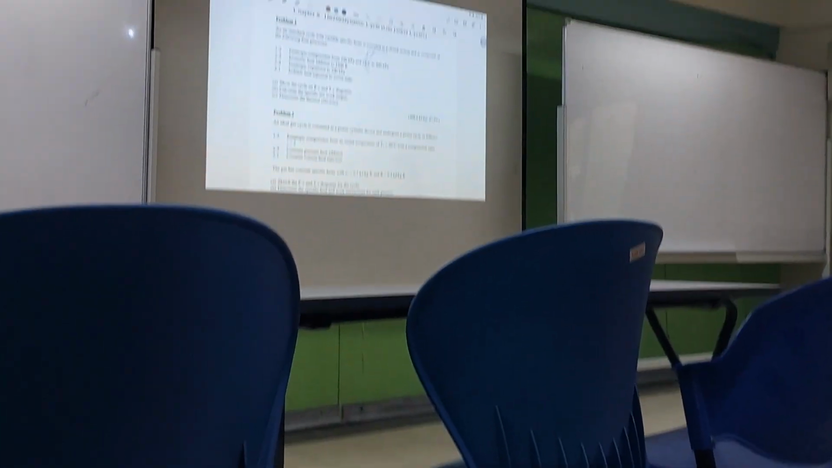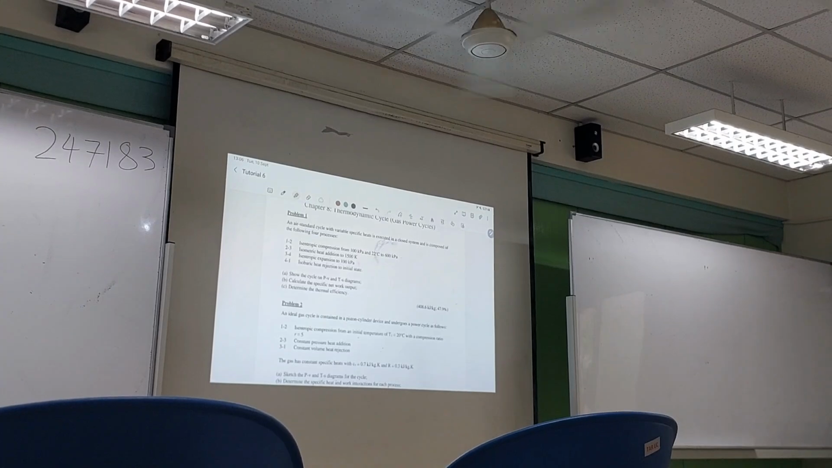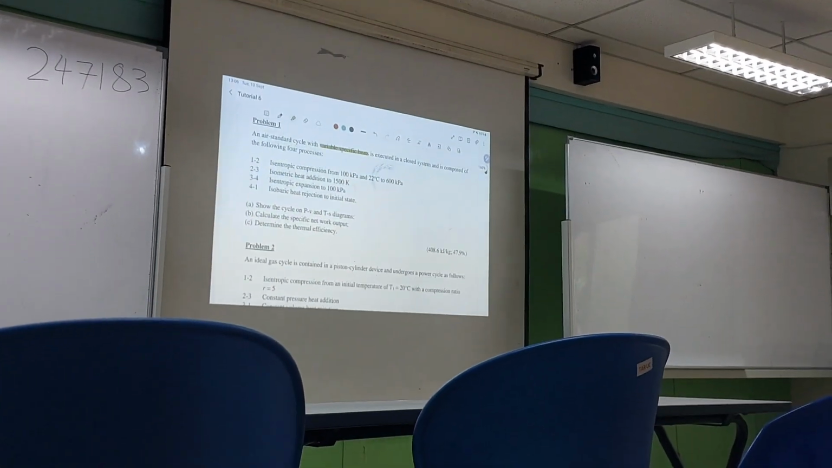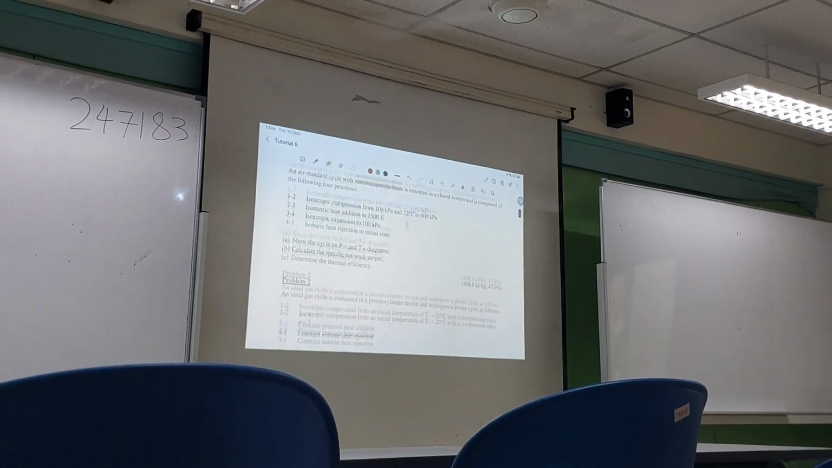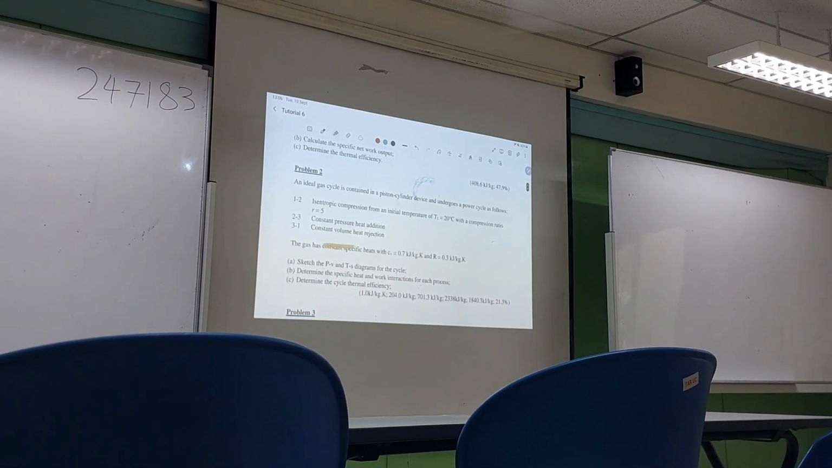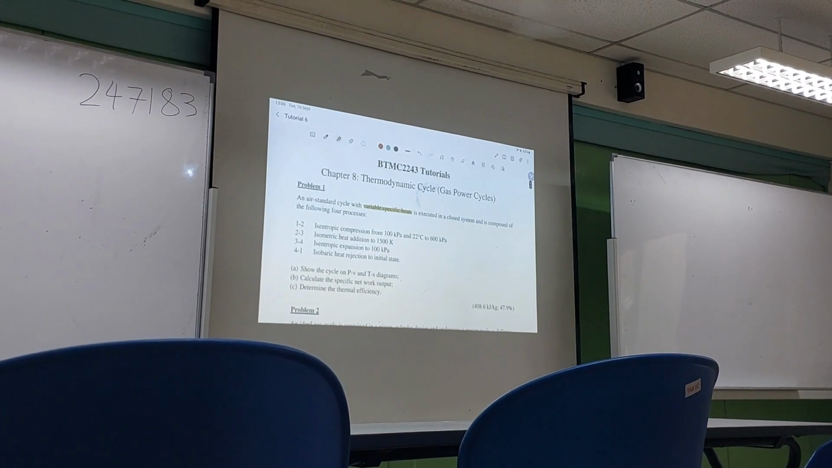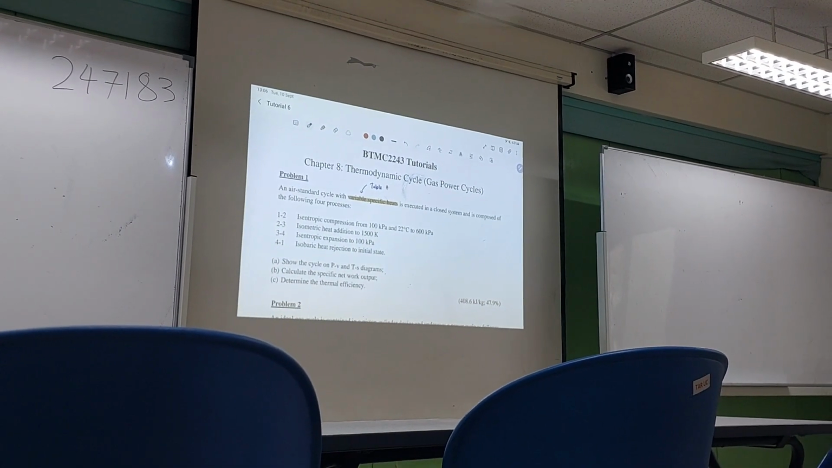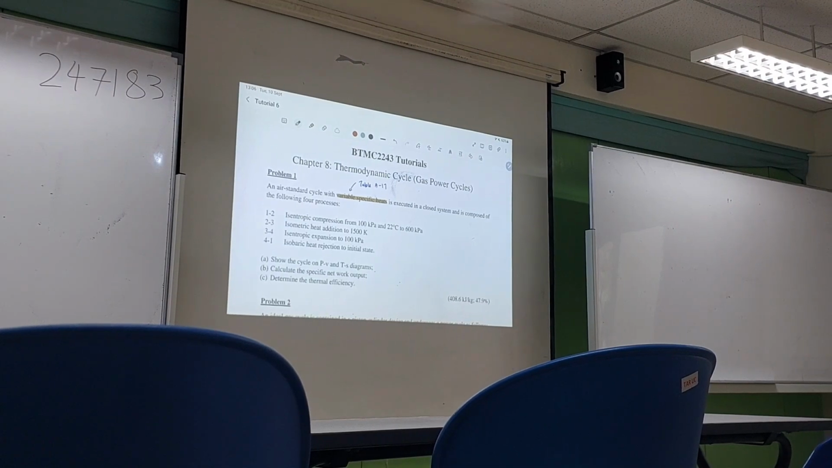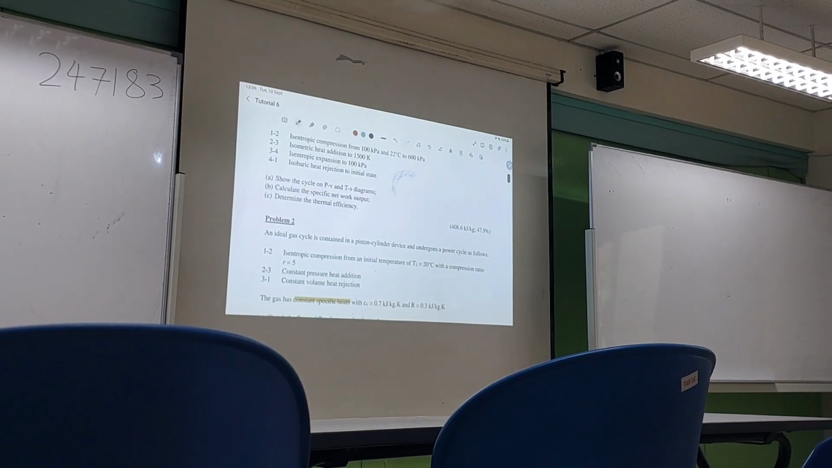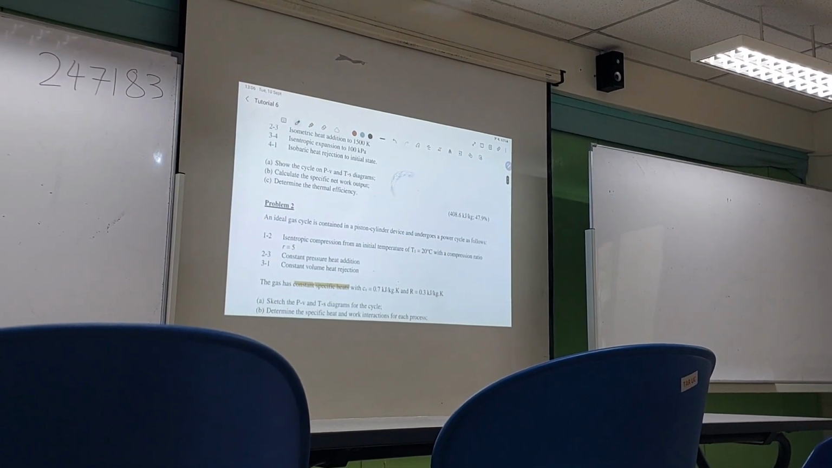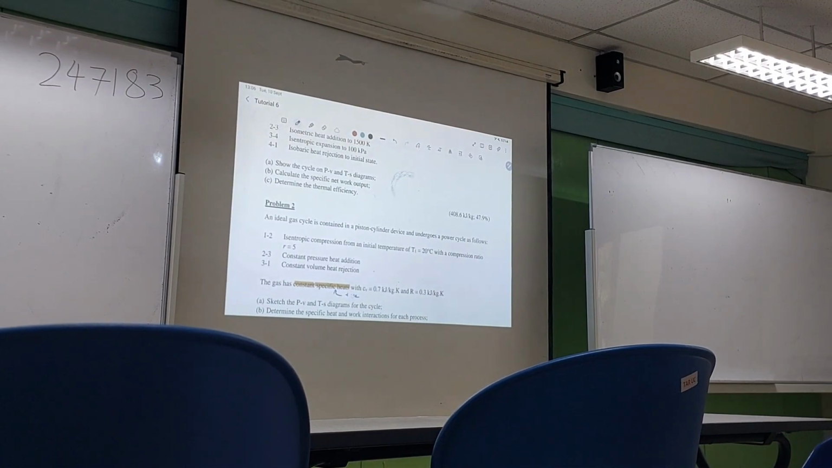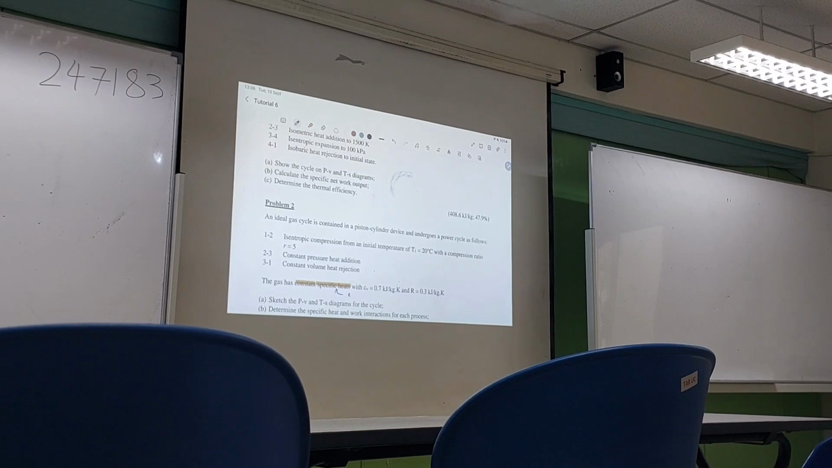So 1 is a question based on variable specific heat, while 2 is actually about constant specific heat. Now, again, we know that the only difference is that for this one we will use table A17, while for constant specific heat we use equation.